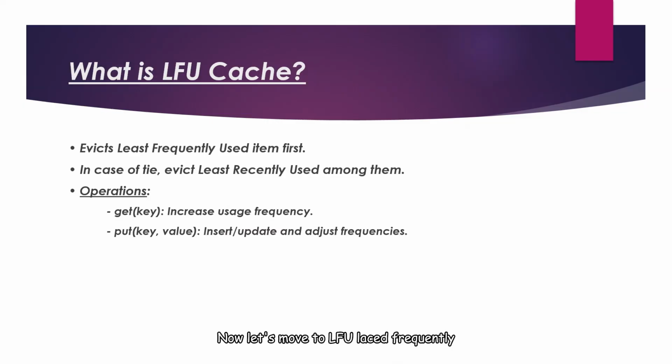Now let's move to LFU, least frequently used cache. Here we don't care about how recently an item was used, but how frequently it has been accessed. The item with the fewest accesses gets evicted first. Think of a library where books that are checked out the least are sold off to make room for new arrivals. LFU is ideal when you want to prioritize items that are more popular over time, not just recently used.